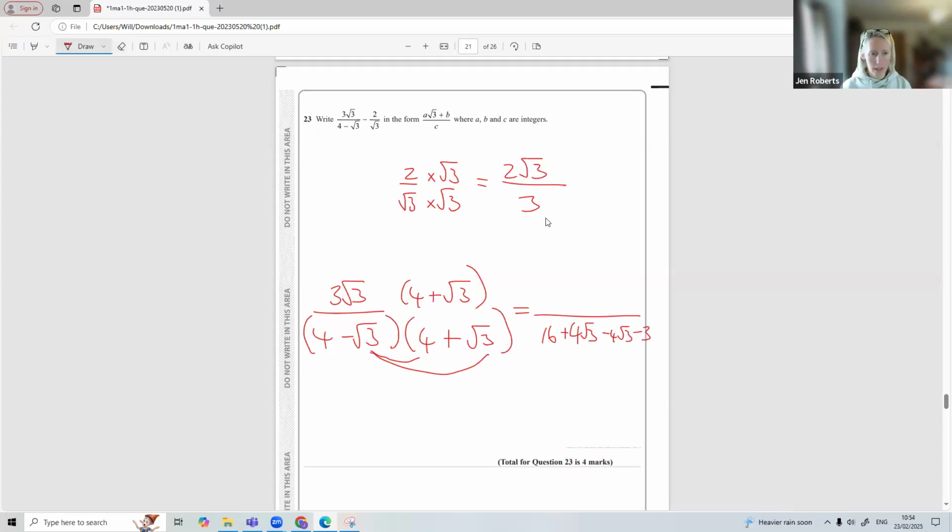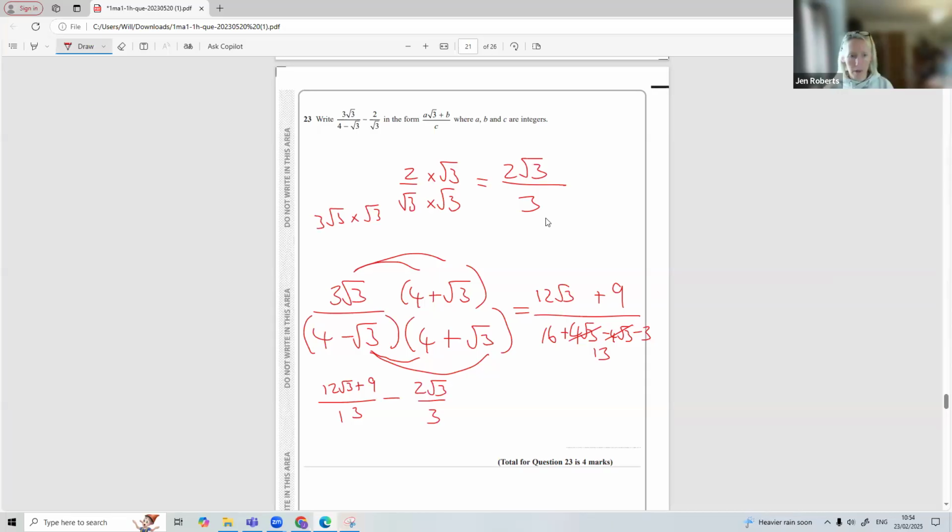Multiply the numerator by expanding the brackets. 3 root 3 times 4 is 12 root 3. 3 root 3 times root 3: well, root 3 times root 3 is 3, times 3 is 9. Now, if you simplify the bottom of that fraction, you'll see that the root 3 terms disappear. 16 take away 3 is 13. So now we have 12 root 3 plus 9 over 13, minus 2 root 3 over 3.